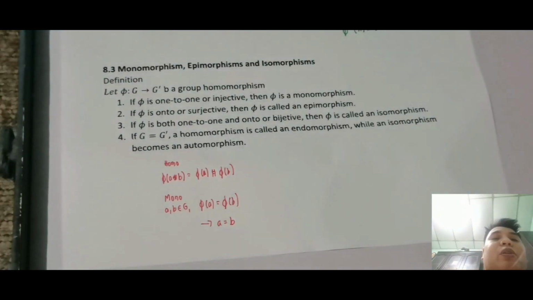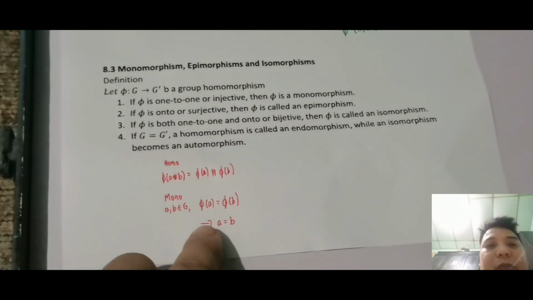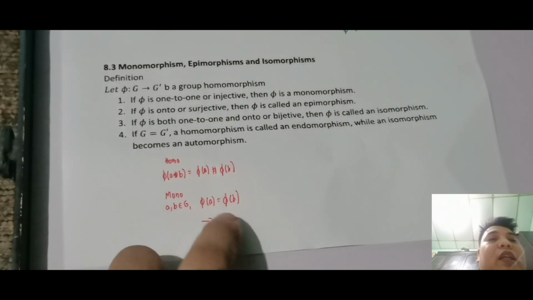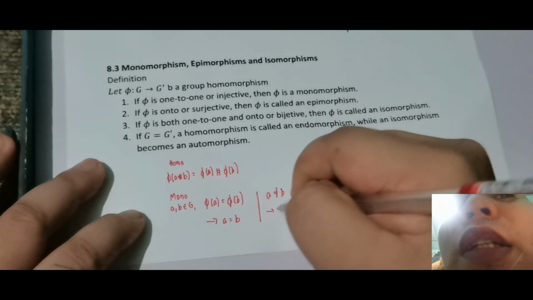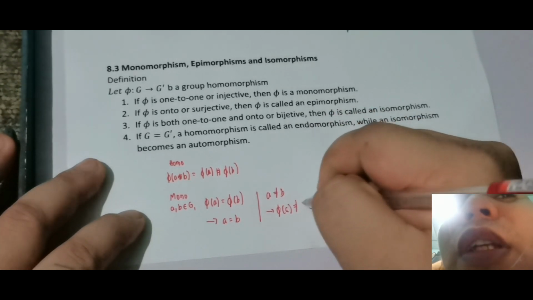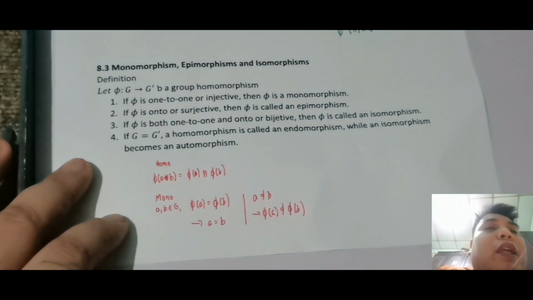So to say it is a monomorphism, for every a and b element of G, you must show that if φ(a) is equal to φ(b), then a is equal to b. Or you can use the contrapositive, I forgot the term. You can use it for proving like this: if a is not equal to b, then φ(a) is also not equal to φ(b). So that is its contrapositive.